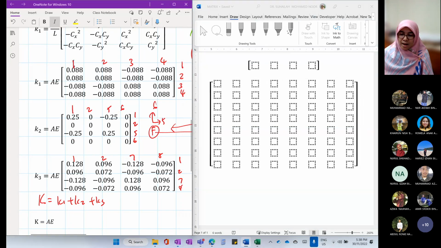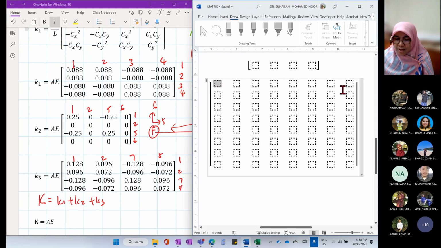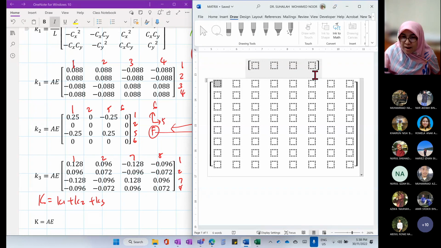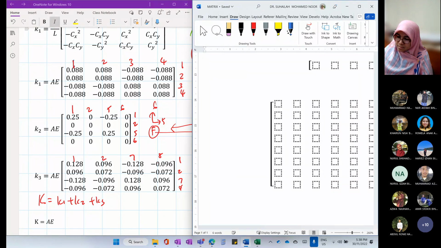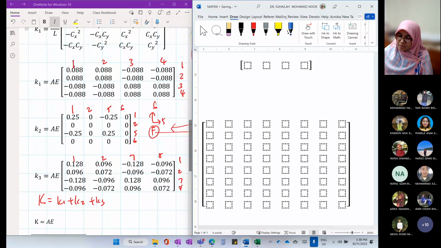We have K1, K2, and K3. What is the value for 1,1? Find 1,1 in K1 plus 1,1 in K2 plus 1,1 in K3. Do you get what I mean? Find 1,1 in K1, K2, and K3. So what is the answer? 0.466.